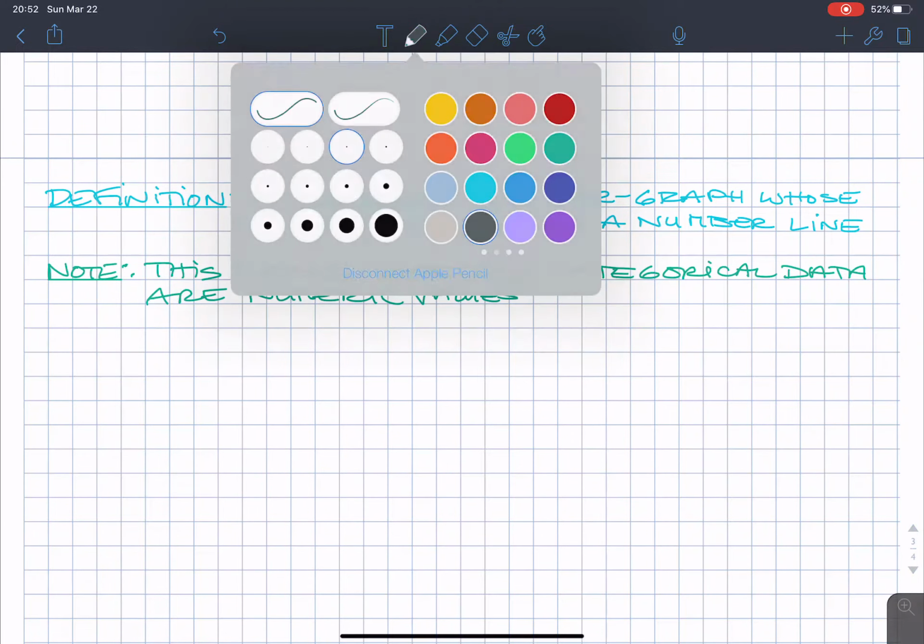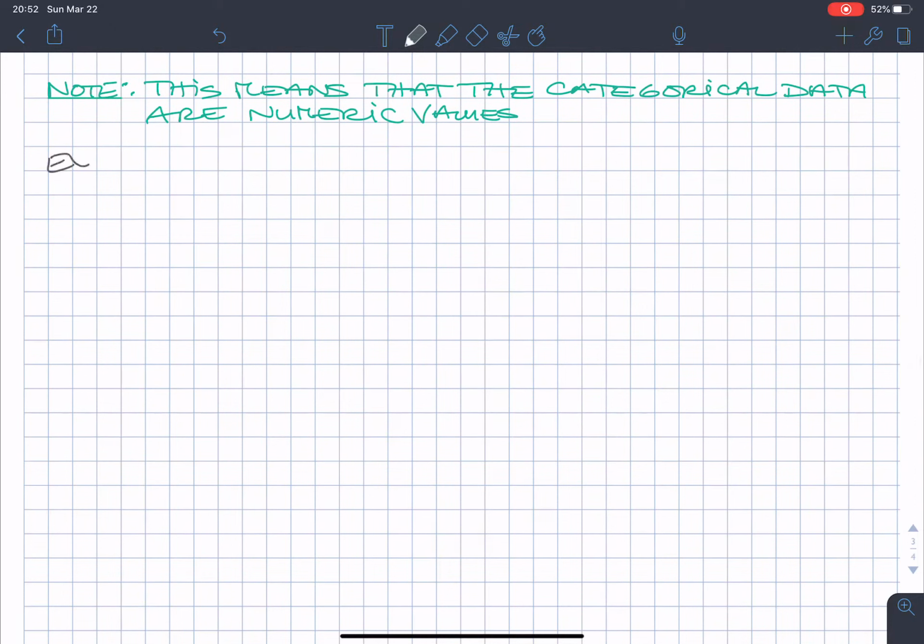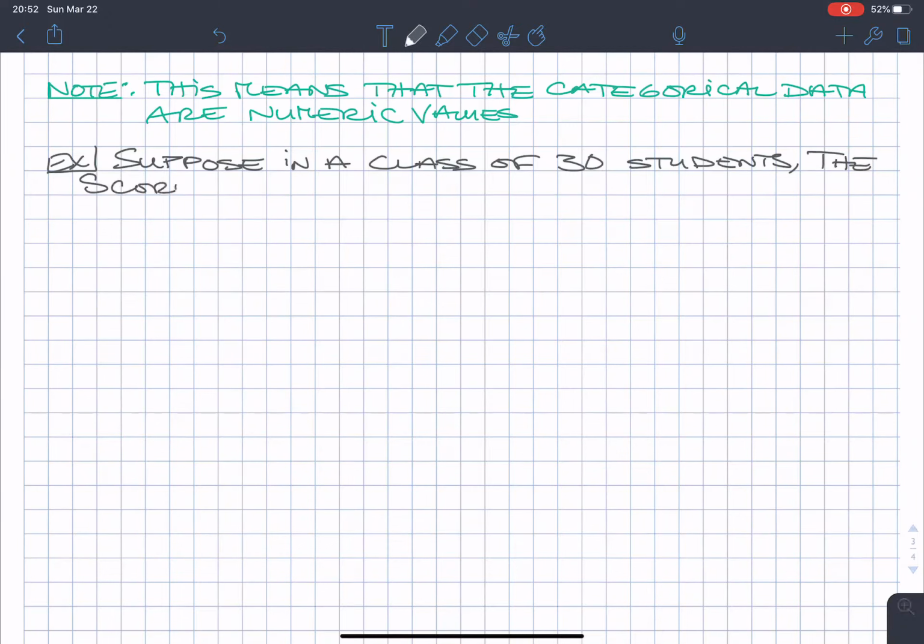So for example, suppose in a class of 30 students, the scores on the last exam were as follows.